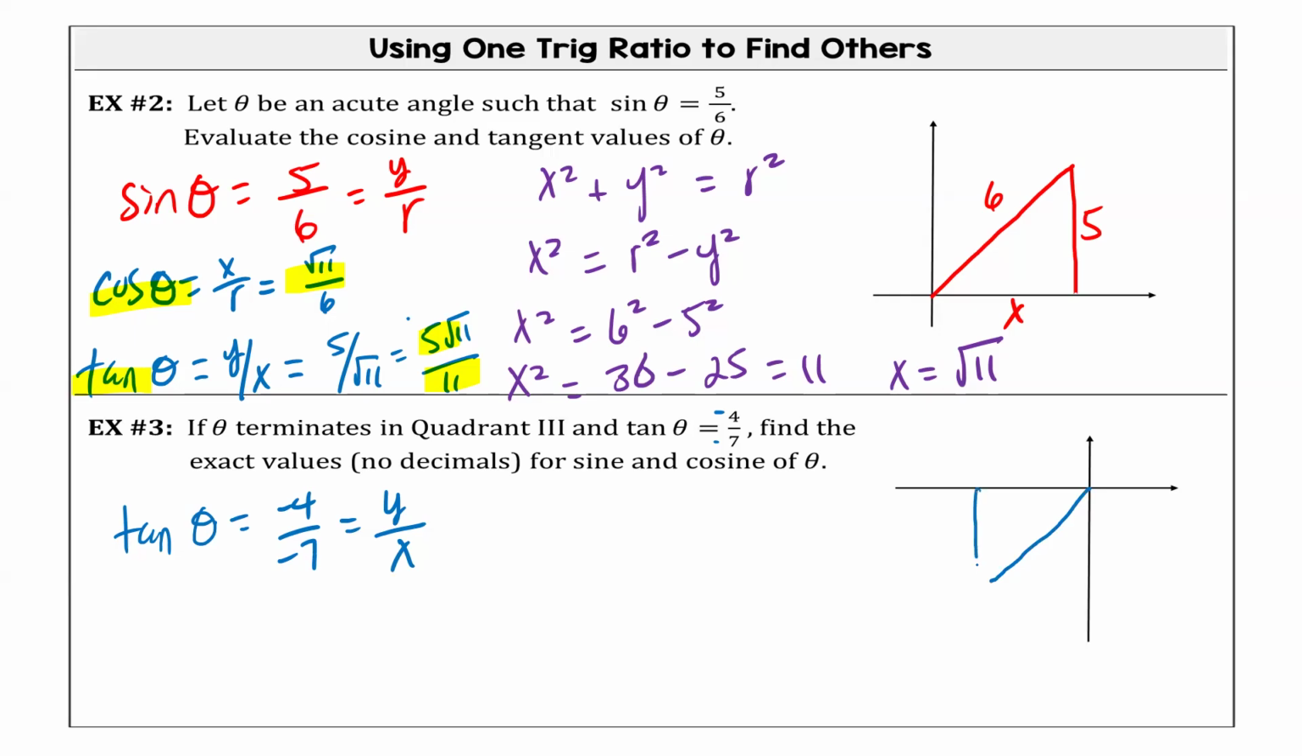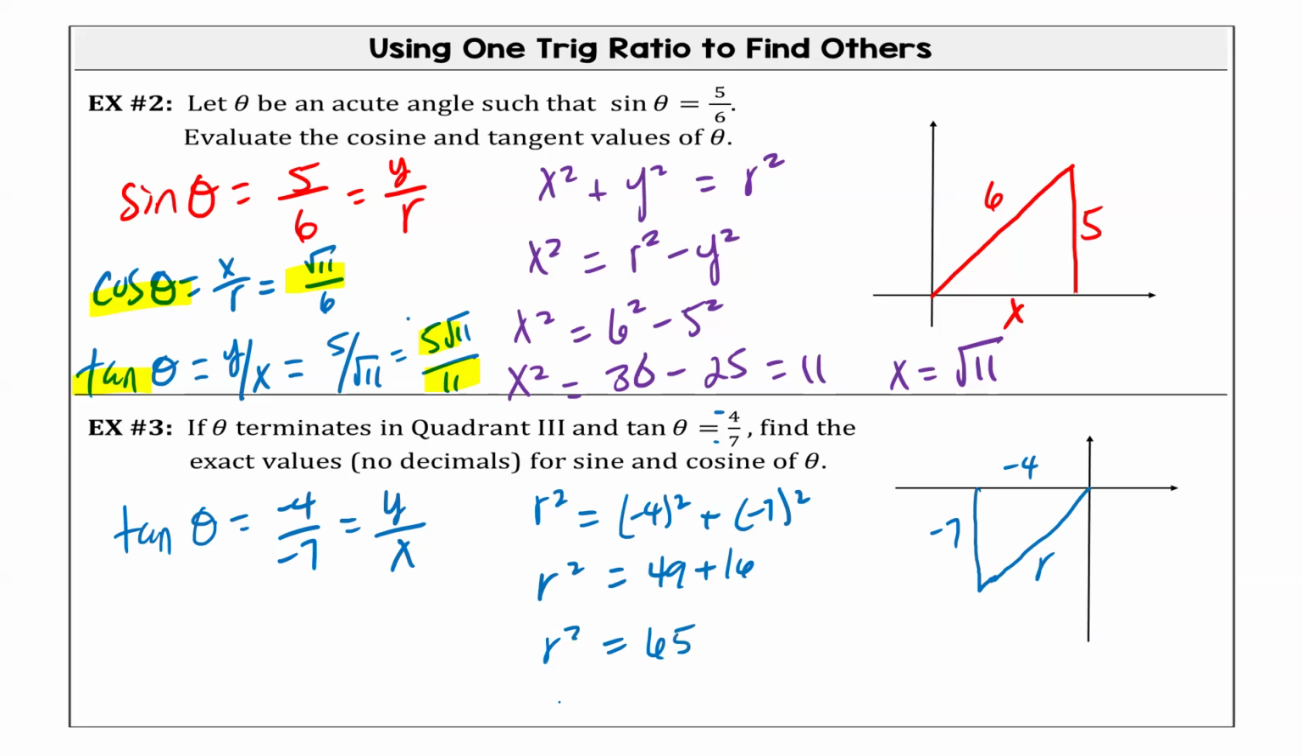All right, so we have -4, we have -7, and we had to find the r, correct? So r squared equals -4 squared plus -7 squared. So r squared equals 49 plus 16. I know I wrote them out of order, but my brain made me put the big number first. Which equals 65. So therefore, r equals the square root of 65.